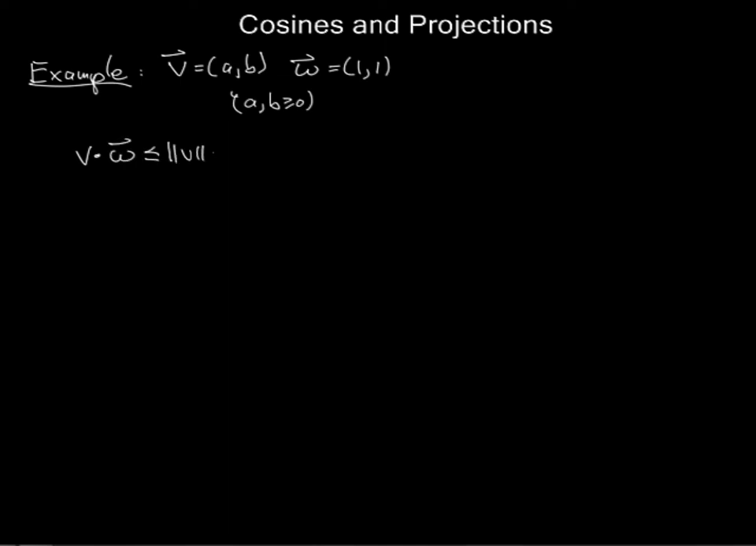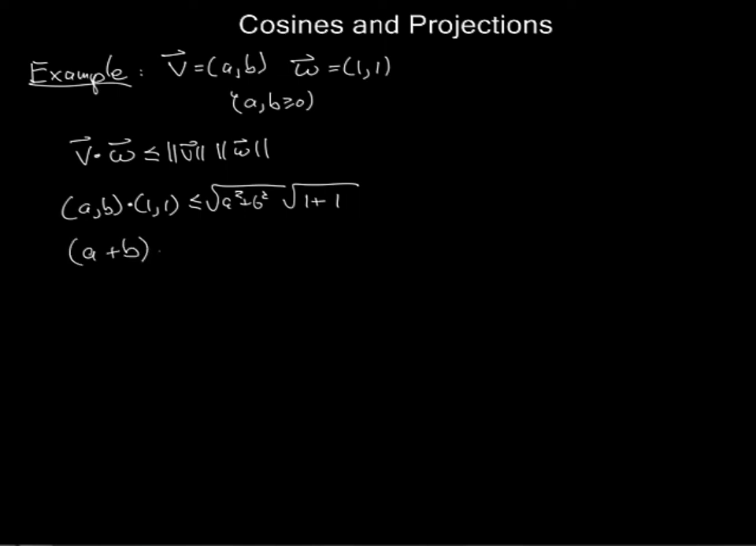So let's look at an example of this to get an idea. Let's take v to be the vector (a, b), and let's take w to be the vector (1, 1), just for simplicity. And let's also take a and b positive, so I don't have to worry about the absolute value signs. So the inequality says v dot w is less than or equal to the length of v times the length of w, and let's just write this out and see if we believe it. So it says that (a, b) dot (1, 1) is less than or equal to the square root of a squared plus b squared times the square root of 2.